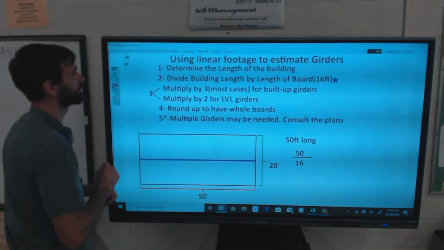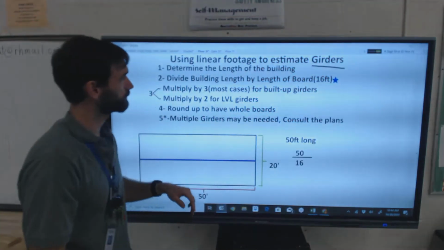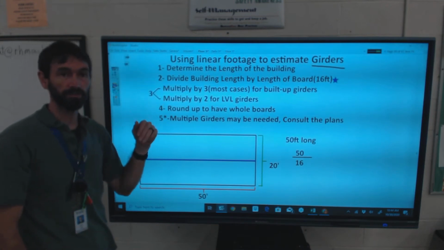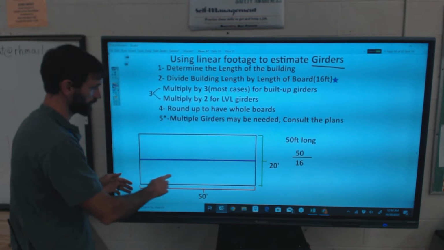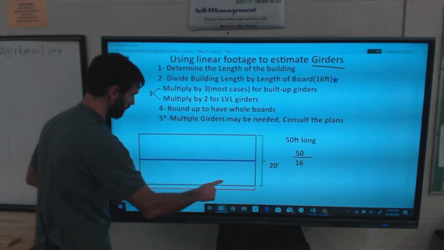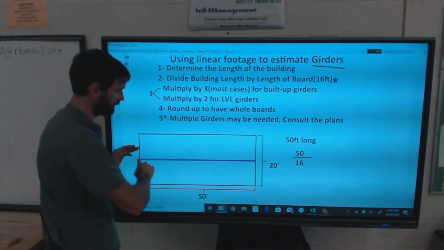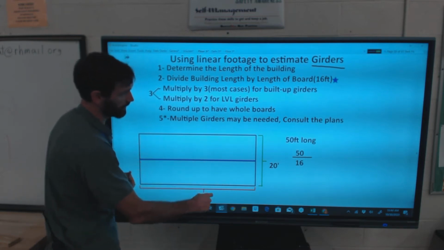All right, here we go. Next, we're looking at girders. Again, we're going to use linear footage. First step, determine the length of the building. So we have 20 feet wide, 50 feet long. Our girder, represented by this purple line right here, is where it's going to go. So we need a 50-foot long piece.